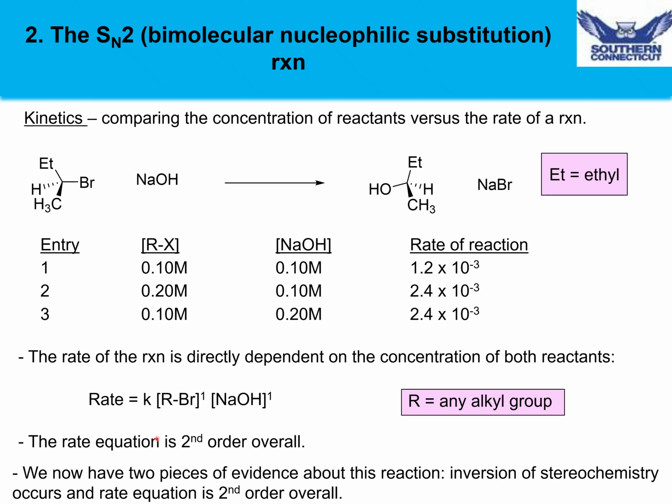Based on these kinetic studies, and also what we observed in the last slide, where there is an inversion of stereochemistry when we do a substitution of secondary alkyl halides, we now have two pieces of evidence for the SN2 reaction.